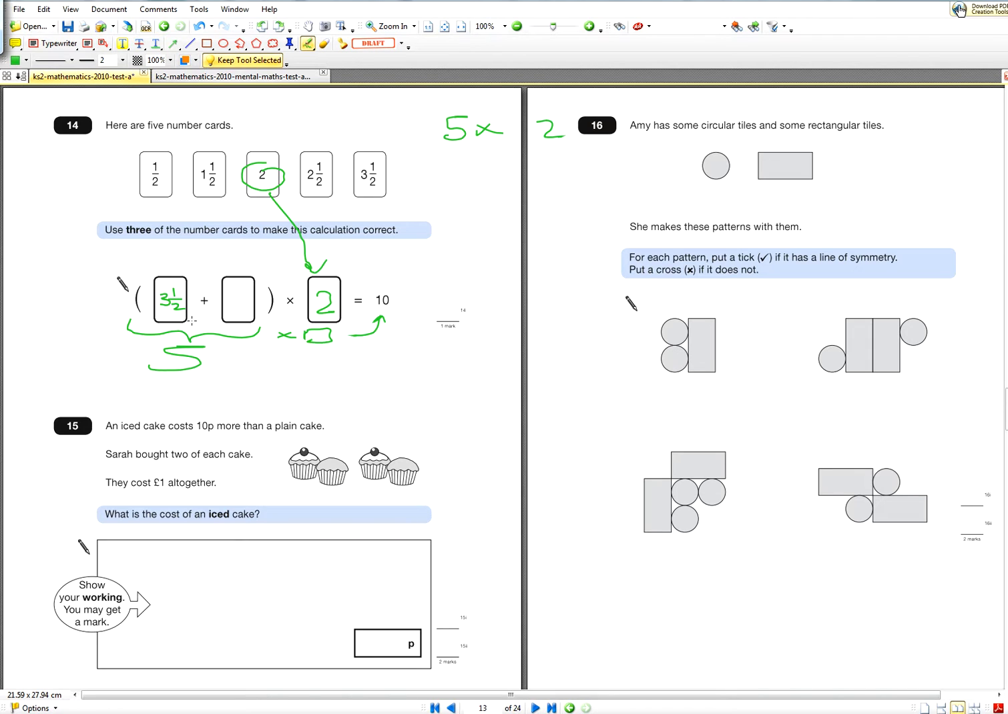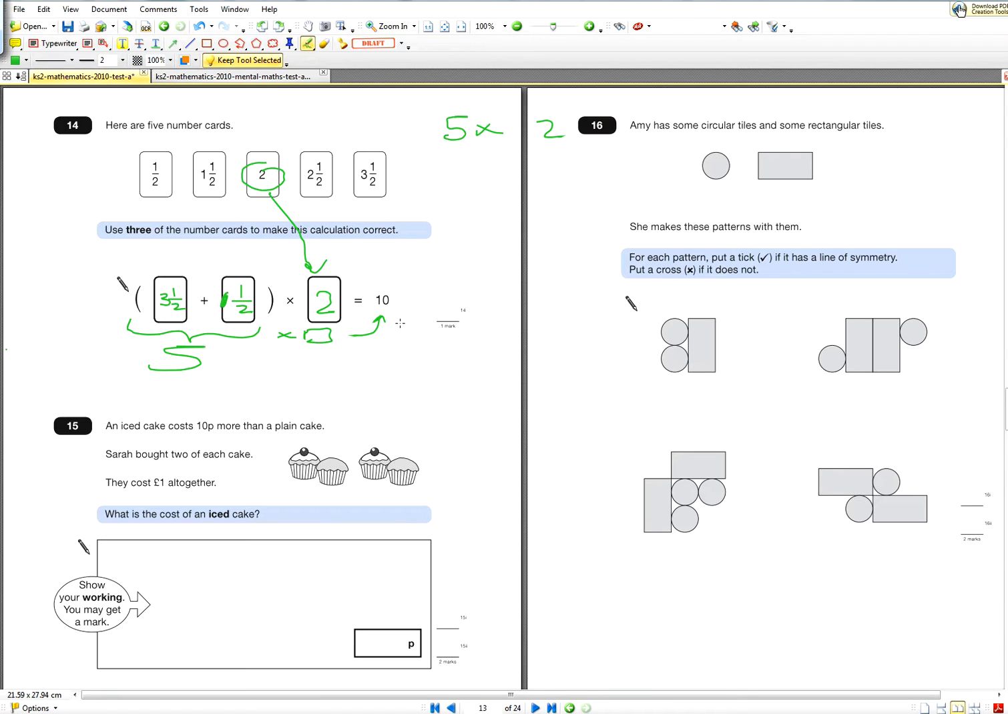Add 1. Don't say 2.5. Add 1. 1.5. Beautiful, lovely. 1.5. You can put those. Now you have to put those into a different order if you like. These 2. Swap them around. That's not a problem. Okay.